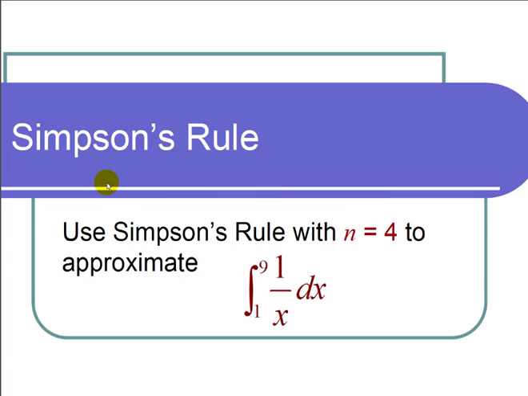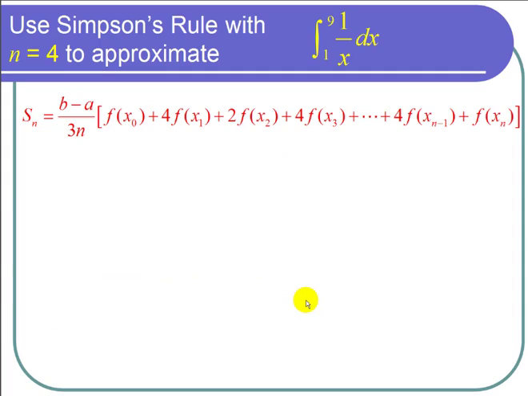This is a video on using Simpson's rule to approximate an integral. The question states, use Simpson's rule with n equals 4 to approximate the integral from 1 to 9 of 1 over x dx. So let's recall Simpson's rule.